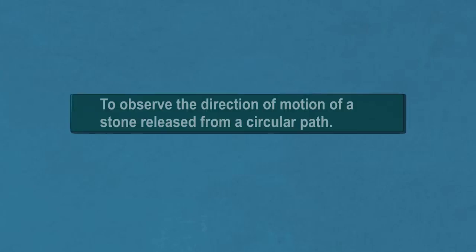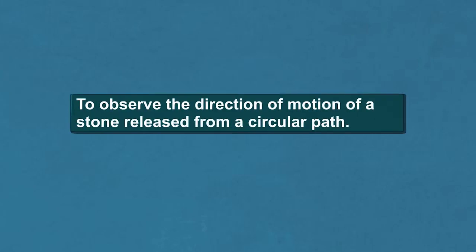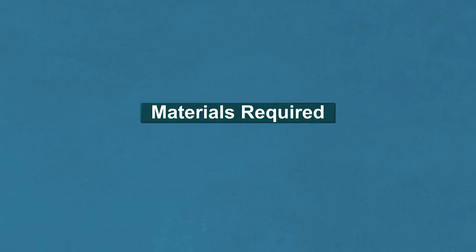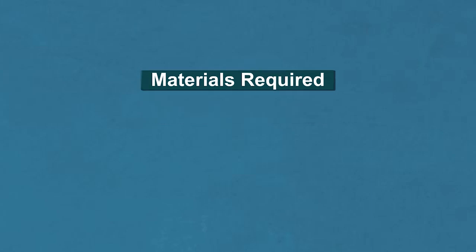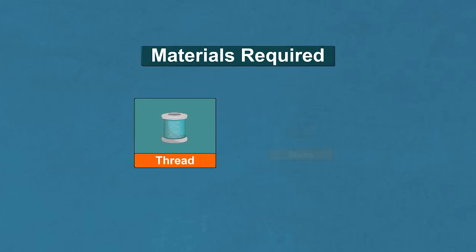Activity. Aim: to observe the direction of motion of a stone released from a circular path. Materials required: thread, small piece of stone, a flat and open space to perform the activity.